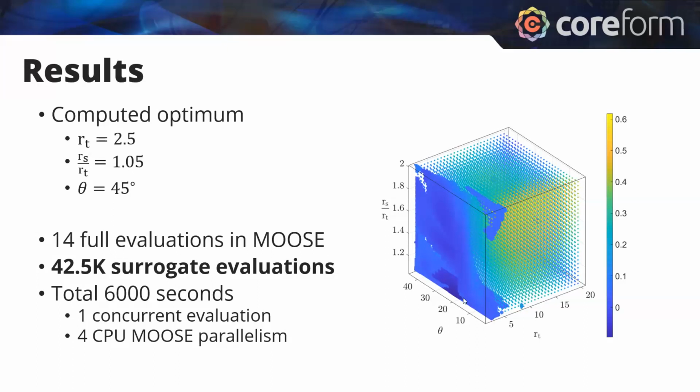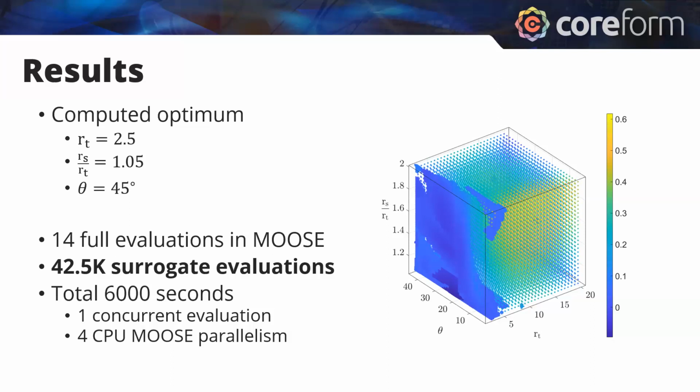In total, this entire optimization took about 6,000 seconds, where all but 11 seconds of that time was actually spent running the meshing and MOOSE part of it. So the surrogate models ran in 11 seconds total. It's really a low-overhead way to get improved convergence on these kinds of problems.